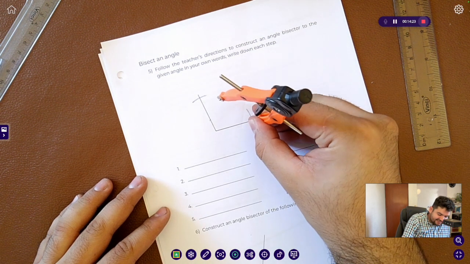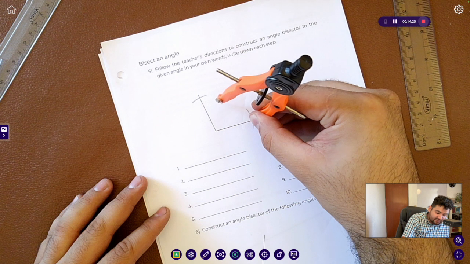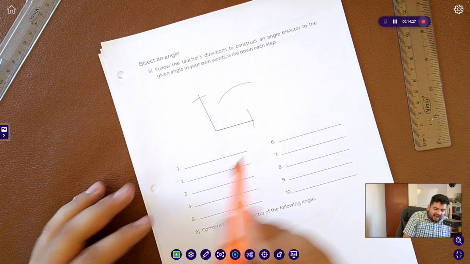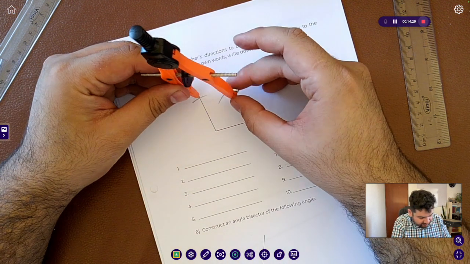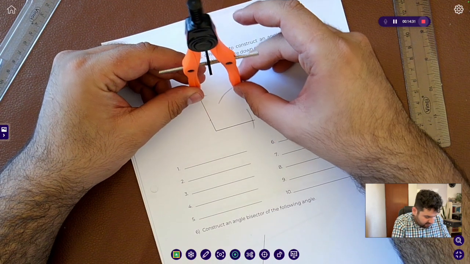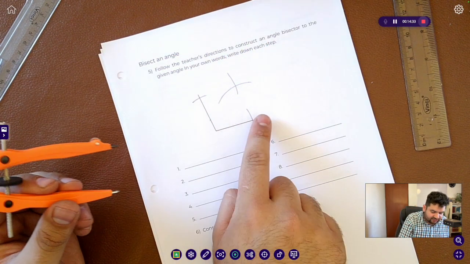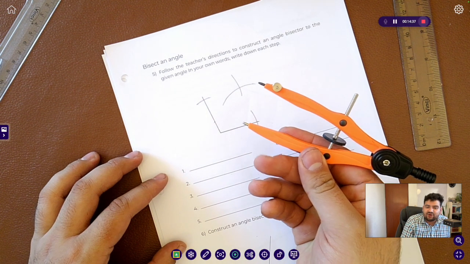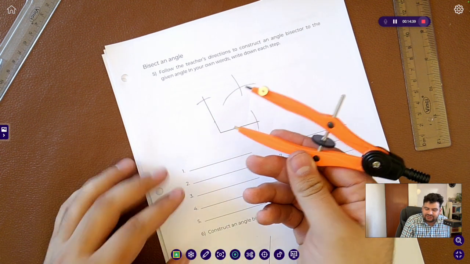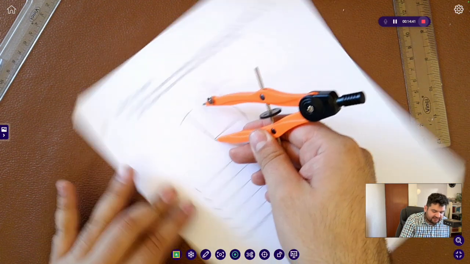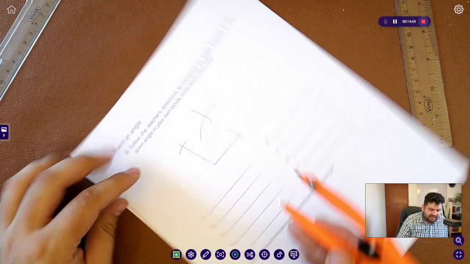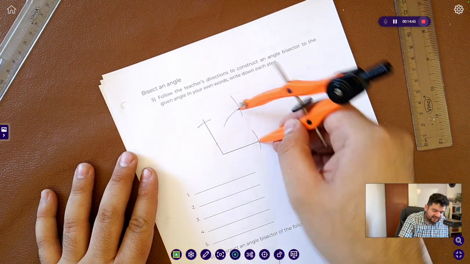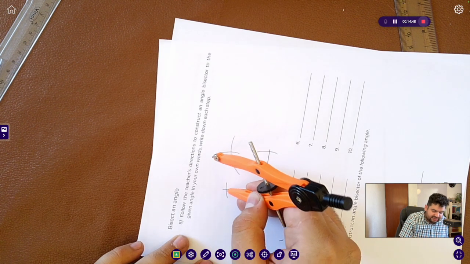Then standing in the intersection with the same openness, I draw an arc standing on each intersection. So I did not change the openness of my compass in the whole procedure. I draw an arc here, I draw an arc here, and then standing over each ray, I draw two intersecting arcs.